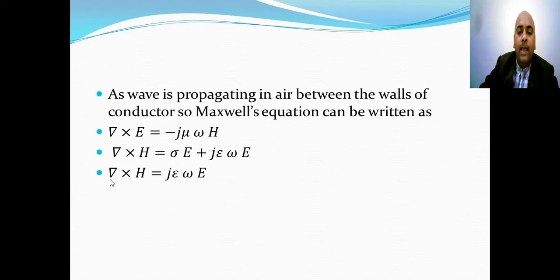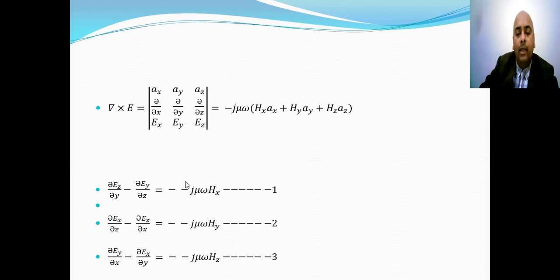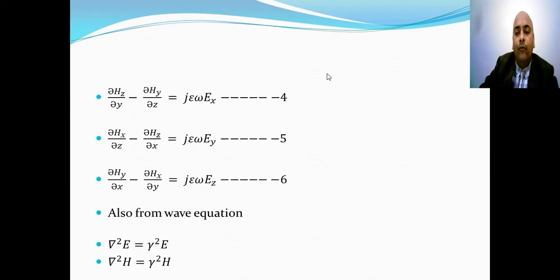Again, by expanding curl of H is equal to j epsilon naught omega into E, we will obtain a further three equations, which are del Hz upon del y minus del Hy upon del z is equal to j epsilon naught omega Ex, and these are equations 4, 5 and 6.